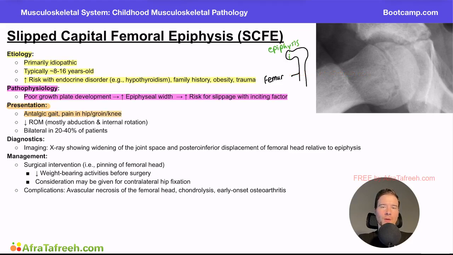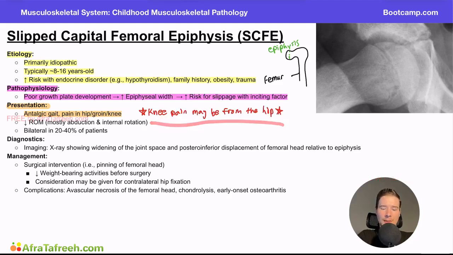We're going to talk about a few different pathologies here that can affect the hip in younger patients. But a key point that I want you to remember is that knee pain may be coming from the hip. So anytime somebody presents with knee pain, we need to look at the hip. Vice versa might also be true. If somebody has hip pain, they may be dealing with knee pain and they're just compensating for it.